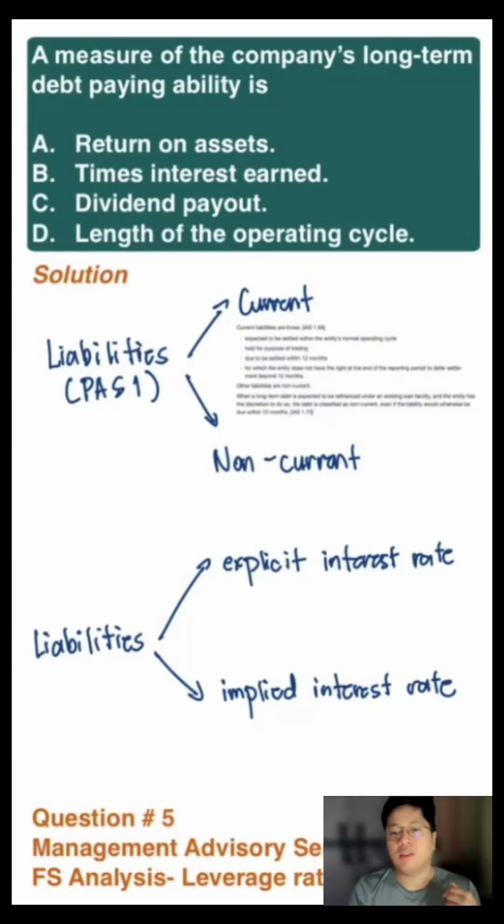Then we have the implied interest rate. Implied interest rate is commonly used for short-term borrowings. Unlike explicit interest rate, it is not explicitly stated in the contract.